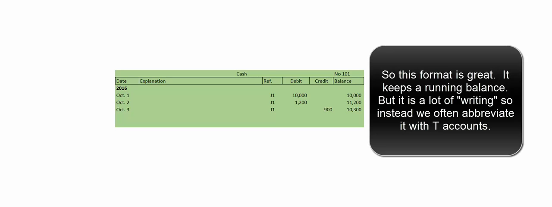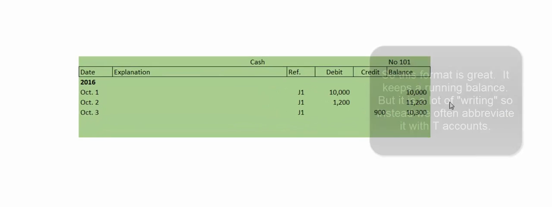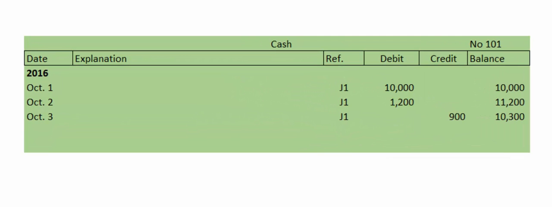But in accounting class and in the real world, you really don't always need to know the running balance. You're just trying to figure out what's happening in a particular transaction, and so you use T accounts as a shorthand way.